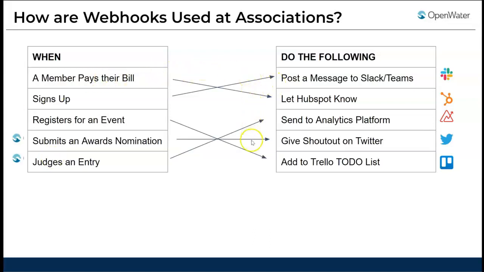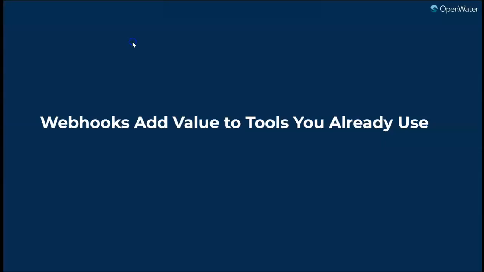Now, you can take these arrows and you can flip them around any which way you want. So maybe when someone judges an entry, you want to let HubSpot know, so you can send targeted emails to people that have been judges. Or when a member pays their bill, you can send that data to your analytics platform. Possibilities are really endless, and I think if you could focus on the work you're already doing, especially if it's busy work or repetitive work, webhooks can be used to help make those processes automatic and faster.